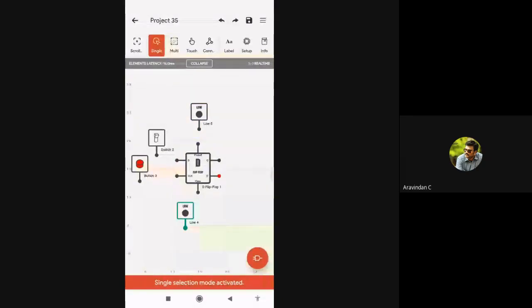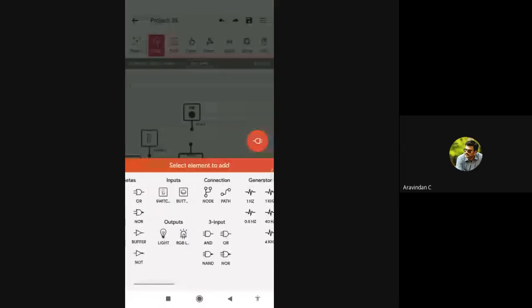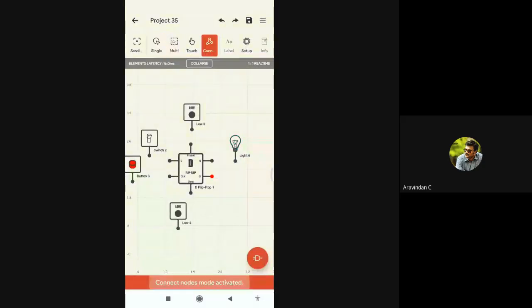Right. And I will take the output as your light bulb. Right. So I placed all the components. Now I have to make the connections. So I'm connecting the switch to D. That is something about data transmission.